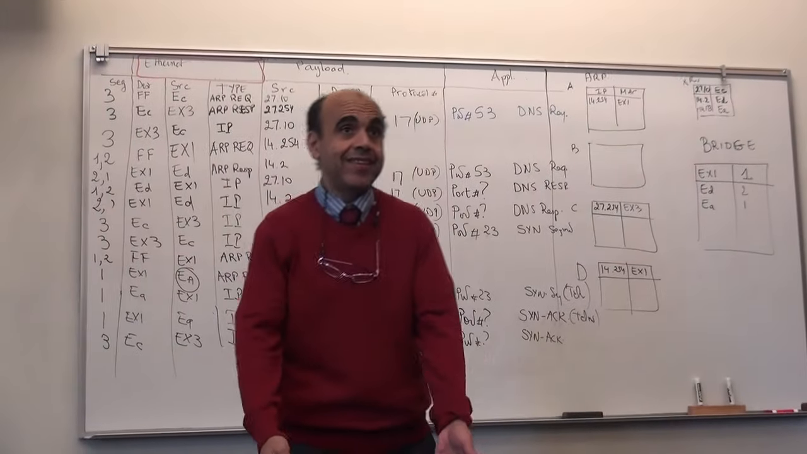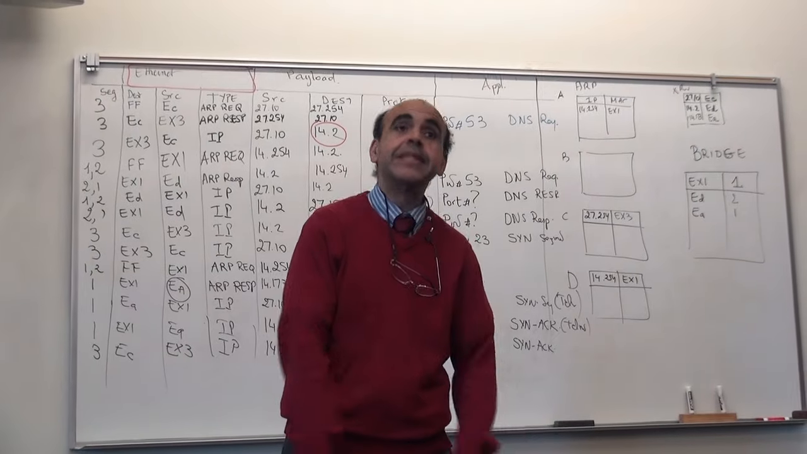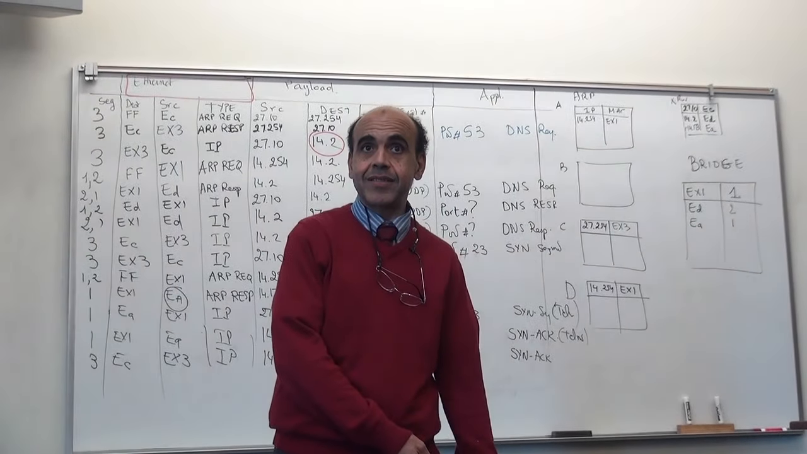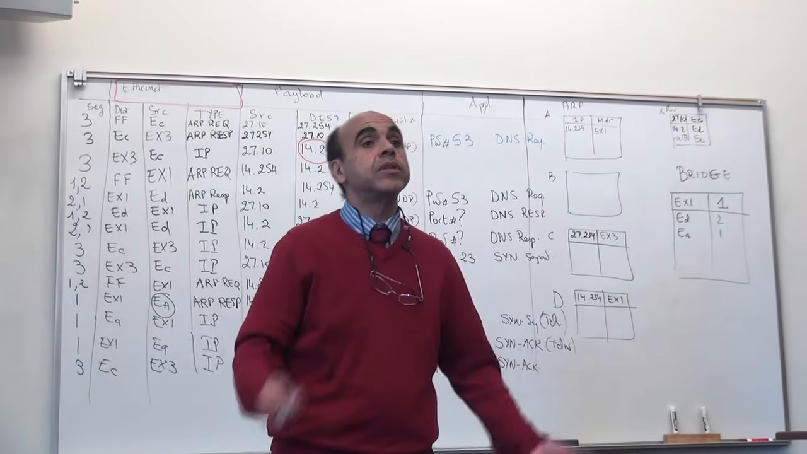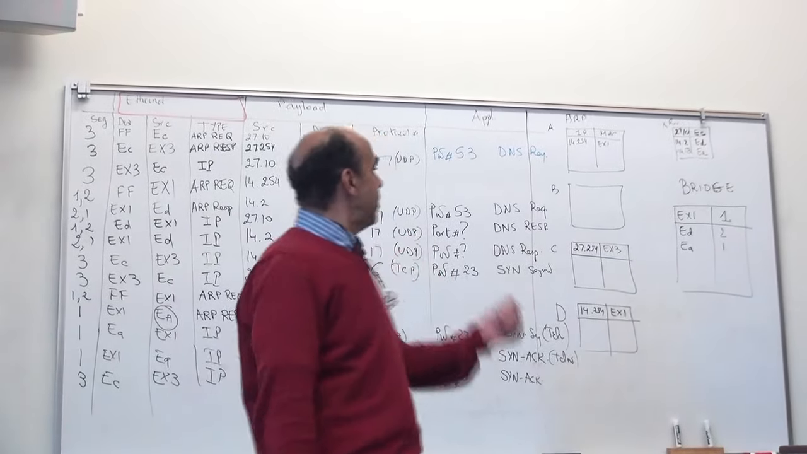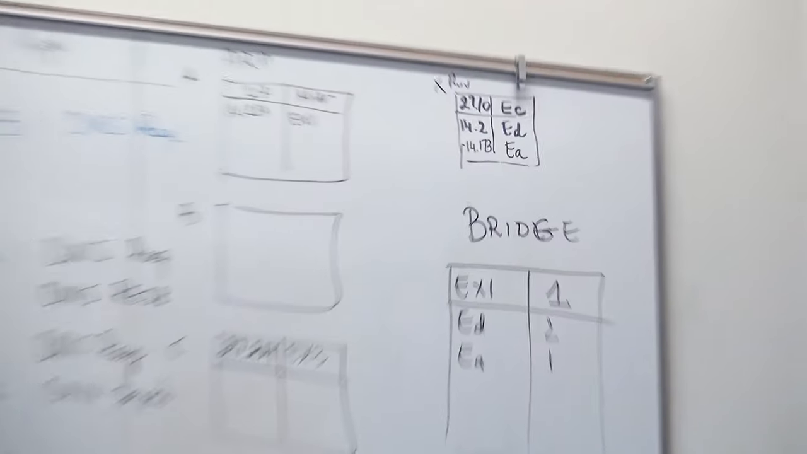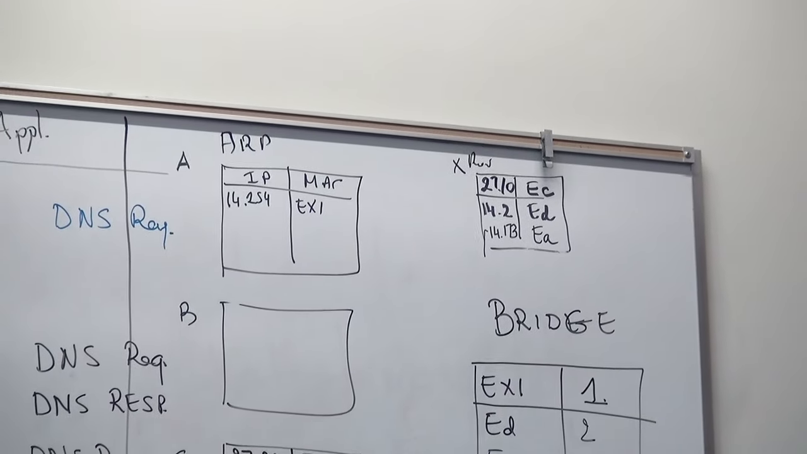So now IP has to send it to the router. It needs a MAC address. It asks who? ARP. So what does ARP do? Checks the cache. It looks at the cache. Does it have that entry? Yes, it has it, right?